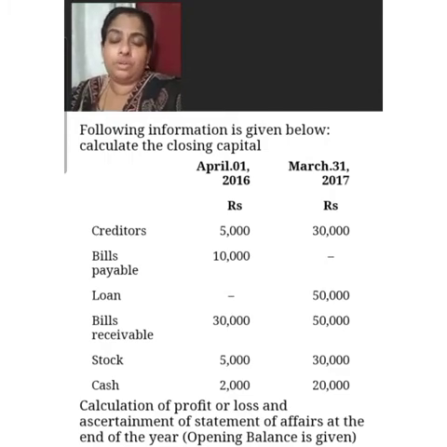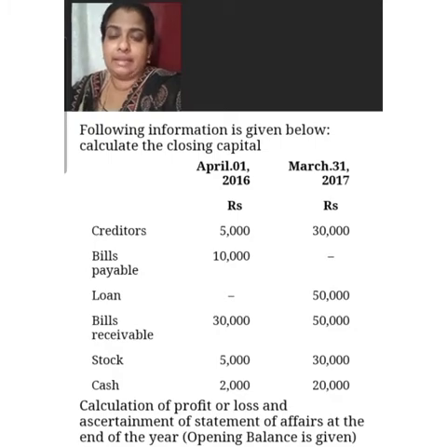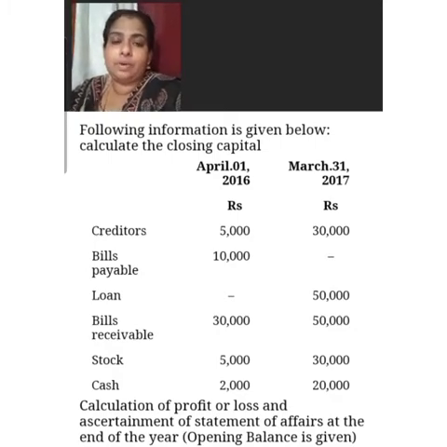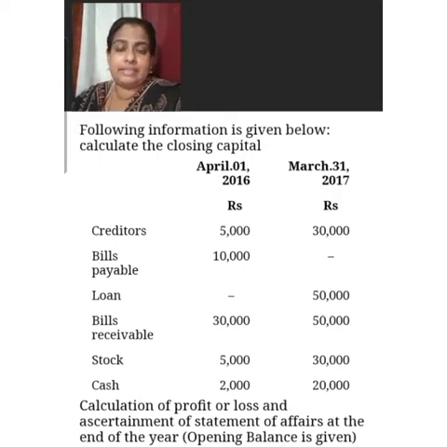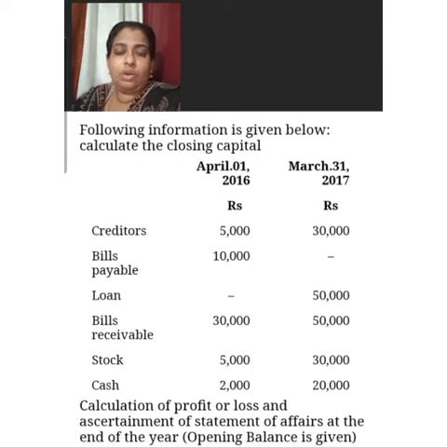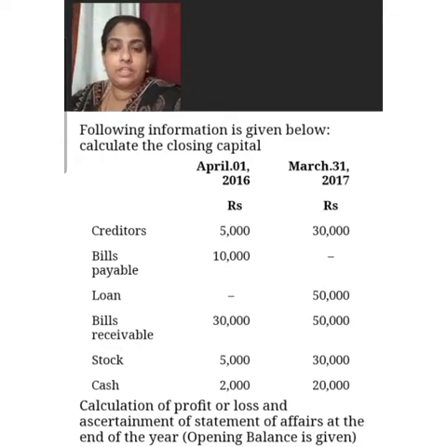The first step is to draw the format of the statement of affairs. A statement of affairs is just like a balance sheet. The right side shows all the assets and the left side shows all the liabilities. In this problem, creditor is an example of a liability. So, transfer the amount of creditors of rupees 30,000 and loan of 50,000 to the debit side, the liability side. Then there are assets: bills receivable, stock and cash. Transfer that amount to the asset side of the statement of affairs. Then find out the net amount. The balancing figure will be the closing capital.